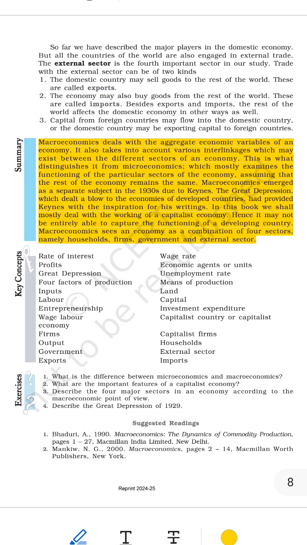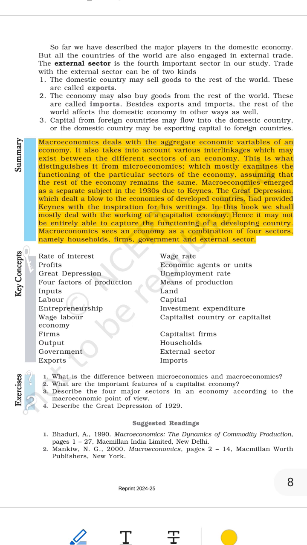In short, macroeconomics looks at the big picture, like how all the people, all the money, and all the businesses are doing together. It also takes into account various interlinkages which may exist between the different sectors of an economy. Interlinkages means connections, how different parts are tied together. Sectors are different groups in the economy: households, families and people; firms, businesses; government, state; external sector, trade with other countries. Simple example: if people lose jobs, they buy fewer things. Then businesses earn less money. Then the government collects less tax. Everything is connected like a chain.